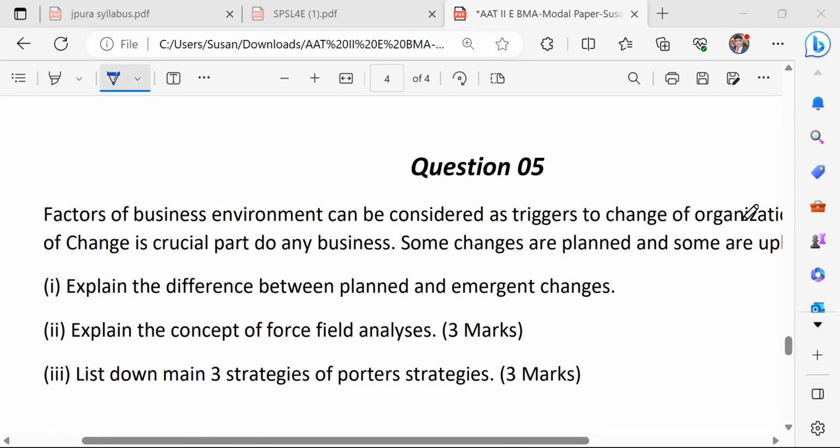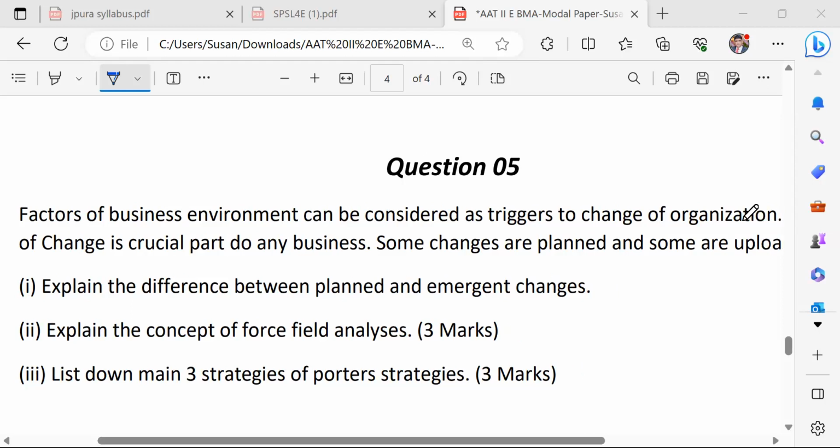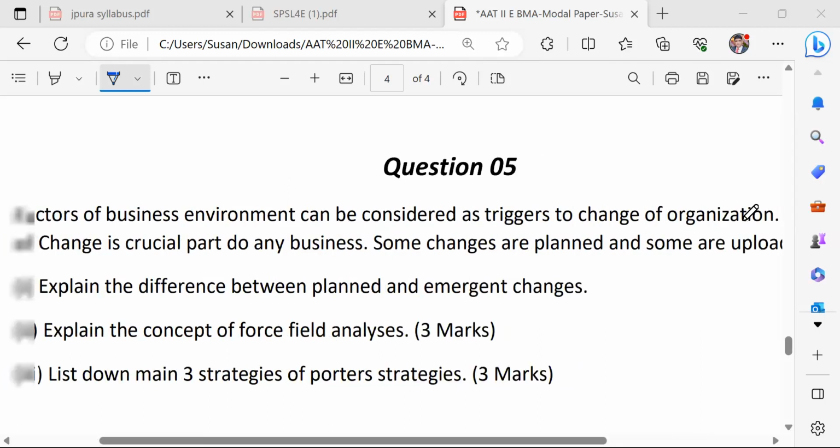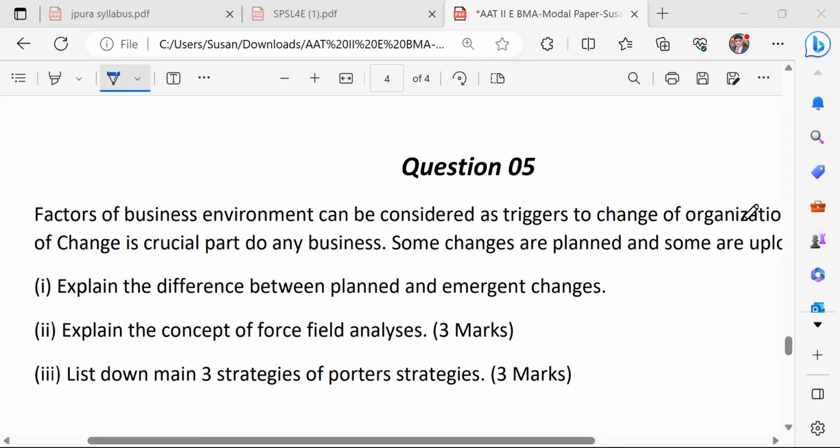Right. Question number 5. Factors of the business environment can be considered as triggers to change the organization. Managing change is a crucial part of any business. Some changes are planned and some are unplanned, right? Normally, planned changes are planned, so we call those planned changes. Unplanned changes are known as emergent change. Emergent changes occur suddenly, and organizations adapt to them.